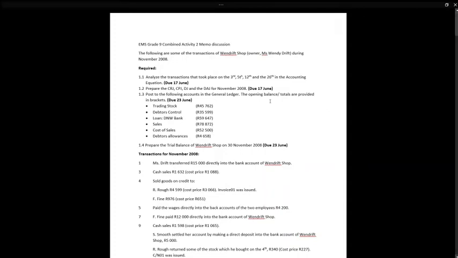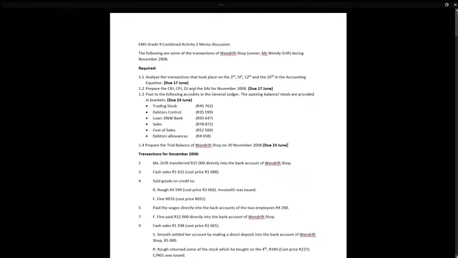Today we are going to have a look at the combined activity 2. This will be the memo discussion. The following are some of the transactions of Wendrift Shop, owner Ms. Wendy Drift, during November 2008. You are required to analyze the transactions that took place on the 3rd, 5th, 12th and the 26th in the accounting equation. This is due 17 June.